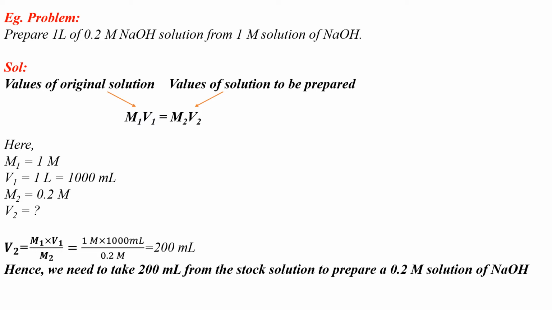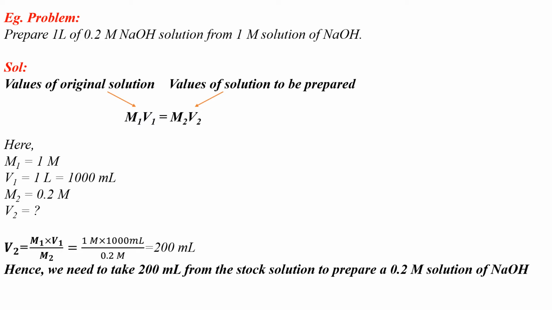M1 is the molarity of the original solution or stock solution. What is its value? 1 molar. What is the volume of the stock solution that you have? It is 1 liter, isn't it? 1 molar means 1 mole of solute in 1 liter of solution. So the volume of the original solution is 1 liter, which is 1000 ml.